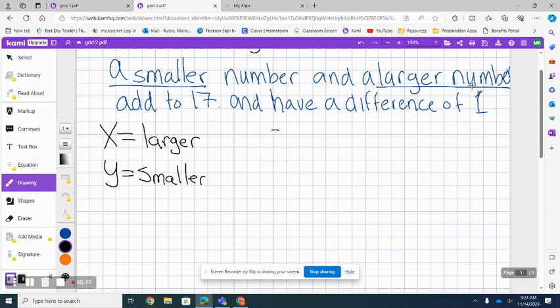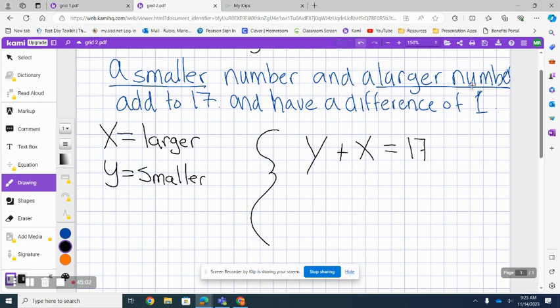Here's my system. How would I write that a smaller number and a larger number add to 17? So when it says add, what does that mean? I'm going to add. So I'm going to take a smaller number, x, and I'm going to add a larger number, y, and when I add them, it's going to equal 17.